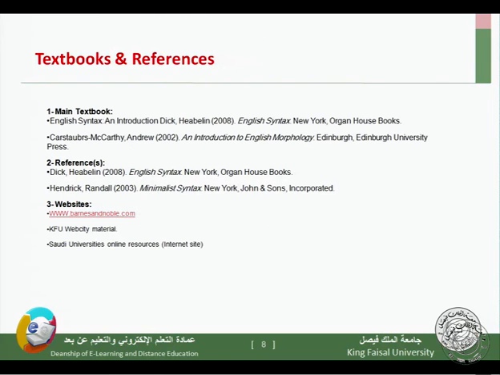Now, the main textbook, as you can see on the screen, is English Syntax: An Introduction by Haviland Dick. The other one is by Andrew McCarthy, An Introduction to English Morphology. Also, we have references. The same author of the main textbook has English Syntax, and Randall Hendrick's Minimalist Syntax would also be a good reference. Not to mention the websites on the screen that you can always refer back to, because they have many useful topics that would help you throughout the course and to understand the different areas and aspects of the course.